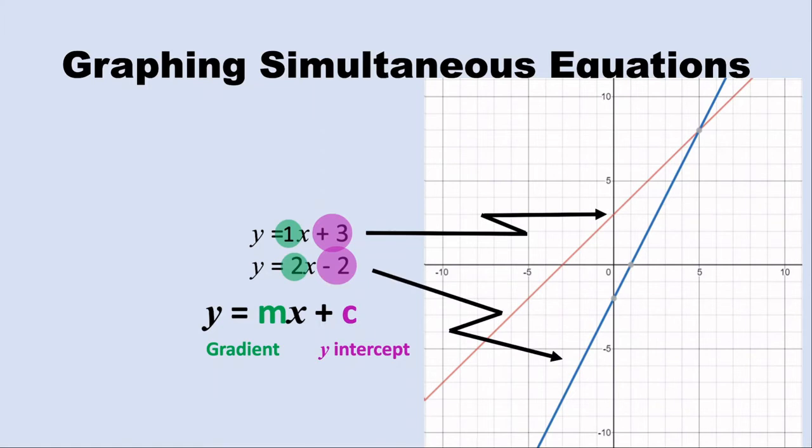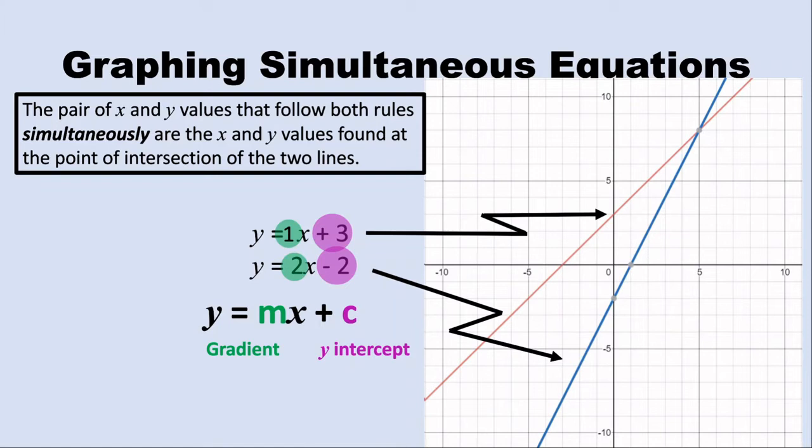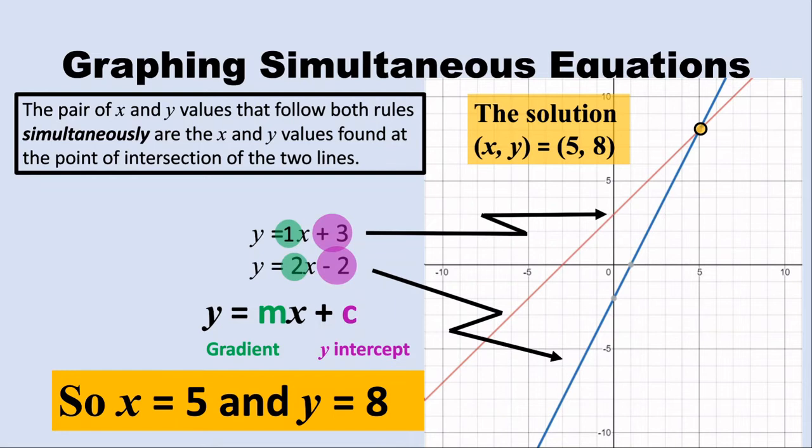And you can see that these two lines will cross at this intersecting point up here. Notice that the pair of x and y values that follow both rules simultaneously are the x and y values found at the point of intersection of the two lines, because that's the one point that follows both of the rules. So here's my solution. Now my solution isn't just a point. That point has an x and y value attached to it. So my solution is the coordinate (5, 8). That is, my x value is 5 and my y value is 8.